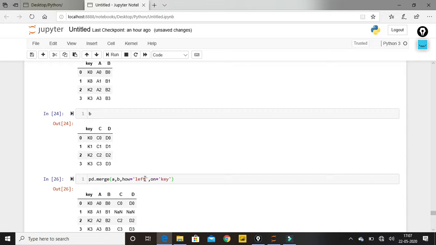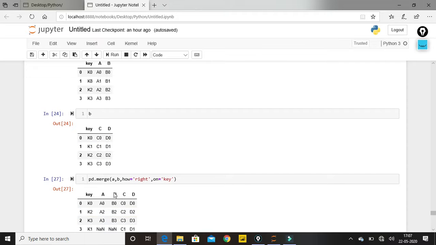If I use right instead of left, I guess by now you have guessed how this will work. So right is my second data frame, that is my B, this one. So it is giving me all the keys K0, K2, K3, K1, and their data of CD. CD is there.